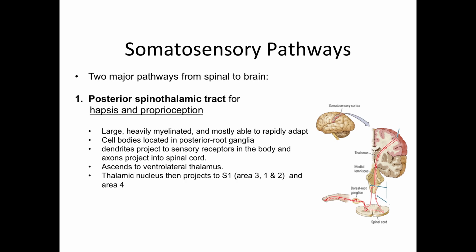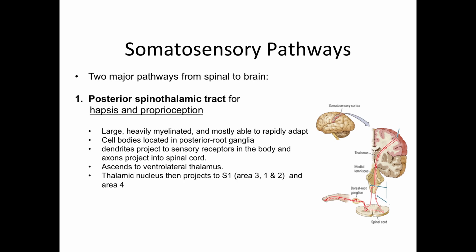Okay, so the fibers of the somatosensory neurons that make up the haptic and proprioception system are pretty large. They're heavily myelinated, and they adapt pretty quickly, so they respond pretty quickly. This pathway is in this picture. You can see it as a solid red line, and this is the posterior spinothalamic tract. Their cell bodies are located in the posterior root ganglia, and the dendrites project to sensory receptors in the body, and their axons project into the spinal cord.